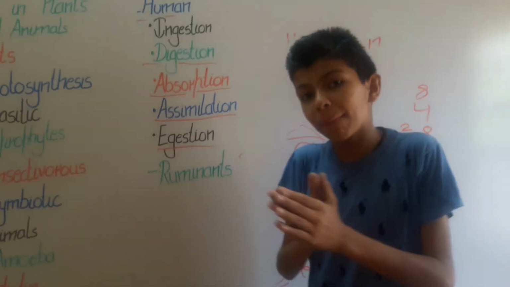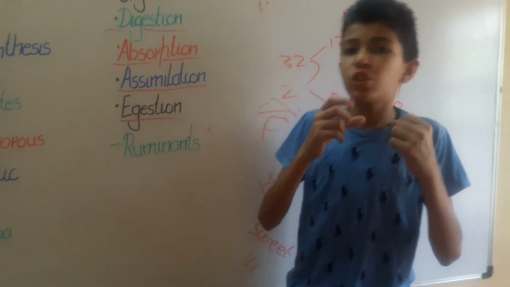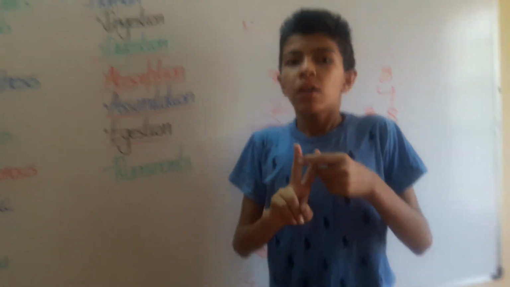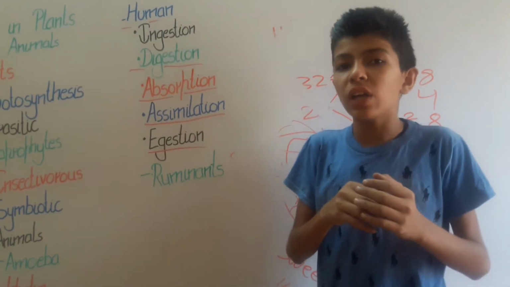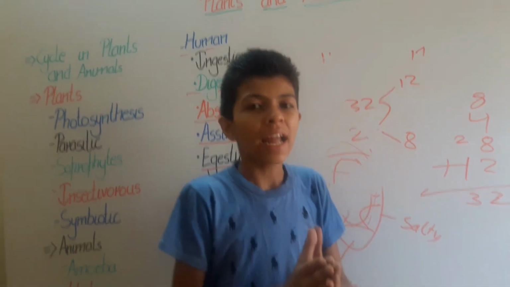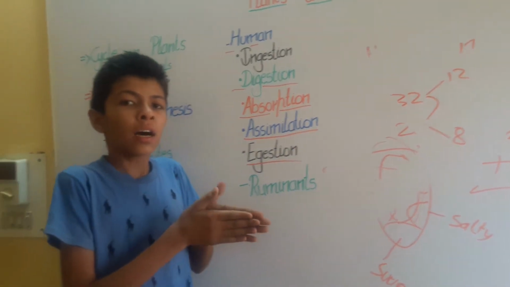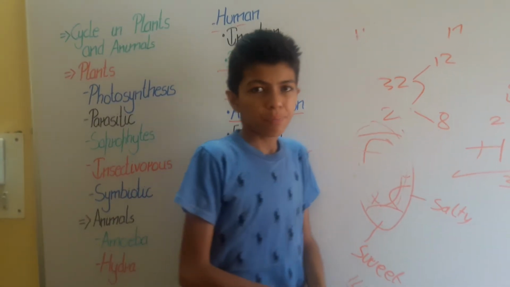Then it goes to the mouth and then to the stomach. Then both bypass and then go into the organs. Then we go into the small intestine, large intestine, and at the last it excretes.